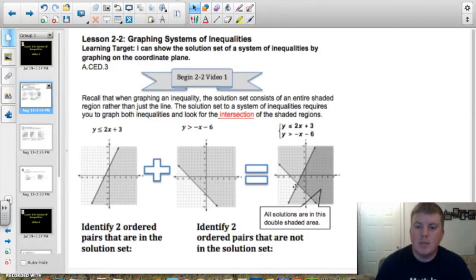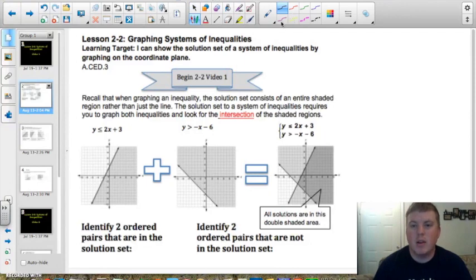Now this last image on this graphic shows the two put together. All this does is take the first graph and the second graph and put them in the same place. You'll notice this dark region is where both of them are shaded. That is where we find our solutions, where our shading overlaps. What I would highly recommend for you guys is to use some colored pencils on this lesson. It's a lot easier to see where they overlap.